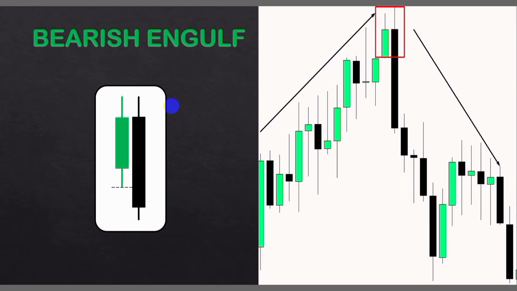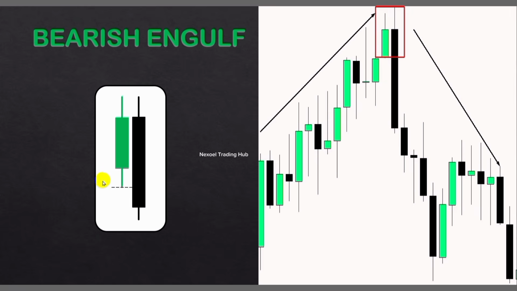So one of the candlestick patterns we actually have is the engulf candlestick pattern. And then we have the bearish engulf, and then we have the bullish engulf. Because we basically have two types of the candlestick. We have the bearish candlestick, and then we have the bullish candlestick. So here is now the bearish engulf candlestick pattern.